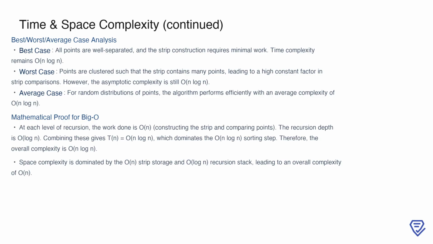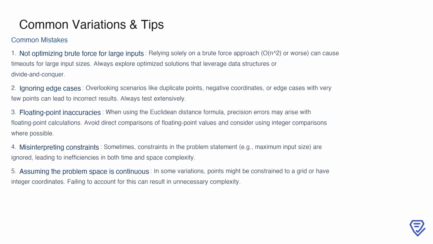Mathematically, the big O complexity is derived by observing that at each recursion level, the work done is n, while the recursion depth is log n. Combining these gives T(n) = O(n log n), which matches the sorting step's complexity. For space, the O(n) strip storage and O(log n) recursion stack dominate, resulting in an overall space complexity of O(n). Now, let's dive into some common mistakes to avoid when solving this type of problem.